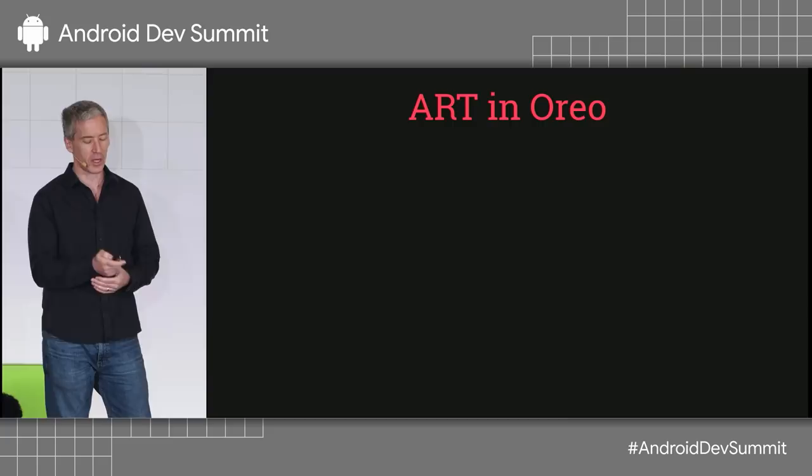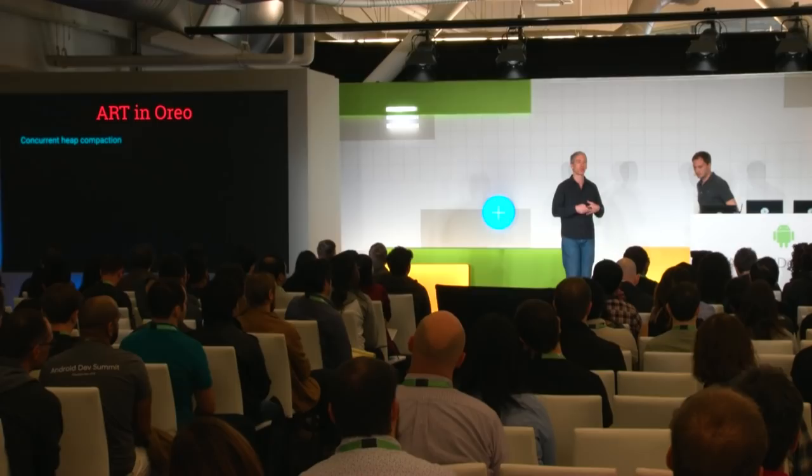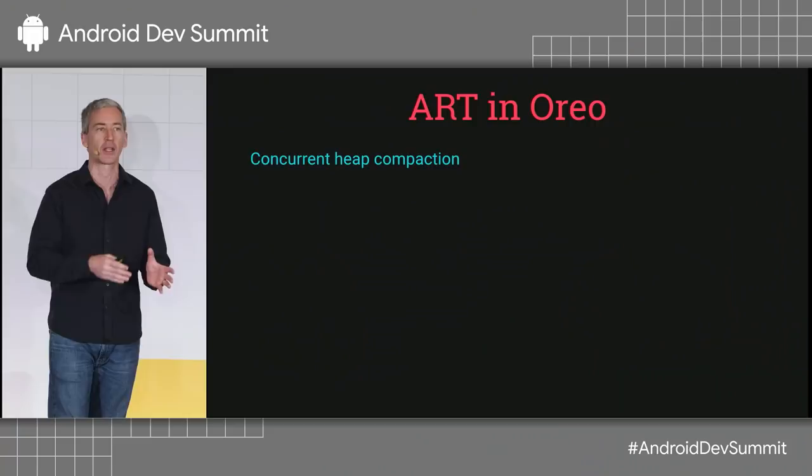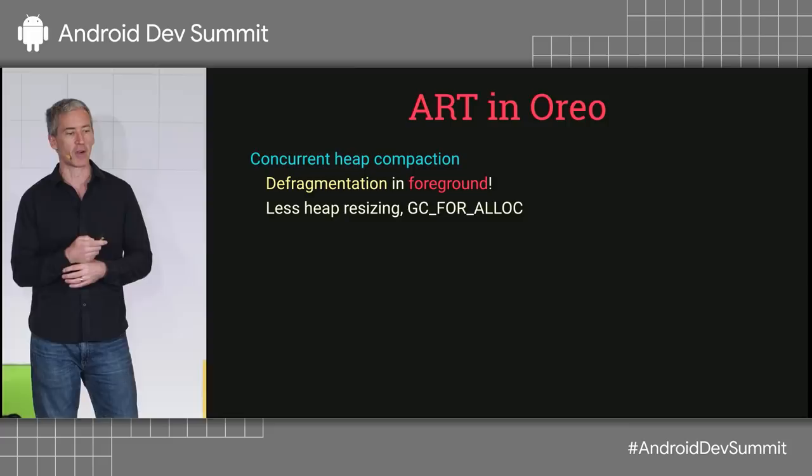And now we're in Oreo, where basically they rewrote the whole thing. We introduced an entirely new collector called the concurrent heap compaction collector. This means that now we can actually compact in the foreground, not just when we need to do that GC for alloc compact to find a space. It's actually running all the time, moving stuff around and optimizing what the heap looks like so that allocations are much faster and easier overall. So, defragmentation in the foreground.